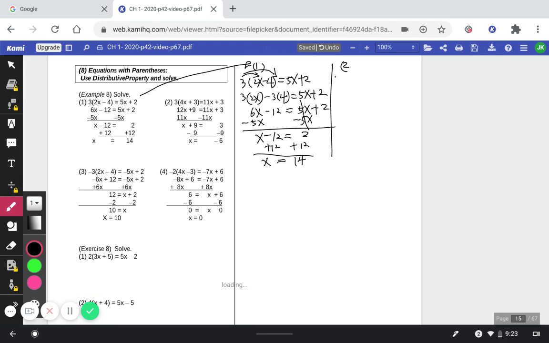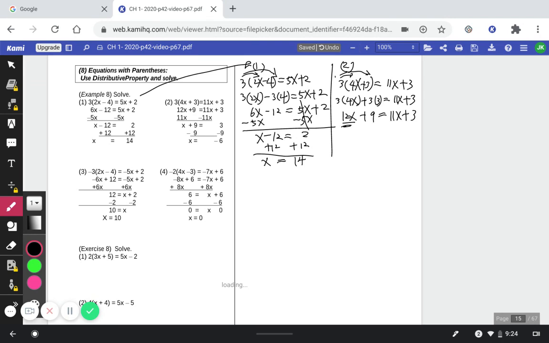Another example, number 2, is 3 times (4x plus 3) equal to 11x plus 3. Now again, when there is a number in front of parentheses, you distribute by multiplying. So 3 times 4x plus 3 times 3 equals 11x plus 3. Now simplify further. 3 times 4x is 12x plus 9 equals 11x plus 3.